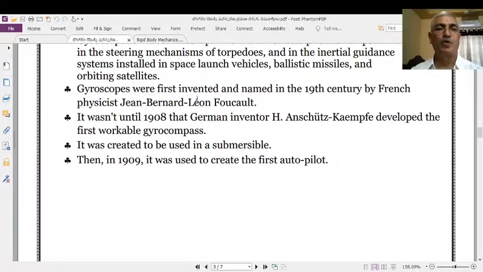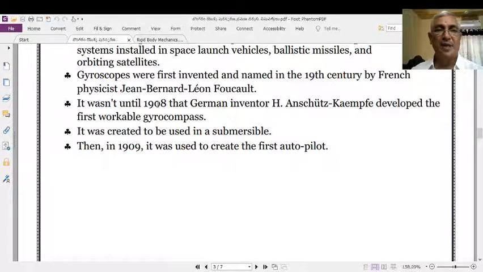Okay, the gyroscope was first invented and named in the 19th century by the French physicist Jean Bernard Leon Foucault. Actually, this was first invented in the 19th century and named gyroscope by Foucault. The first workable gyrocompass was designed in the year 1908 by a German inventor, Kampfer.